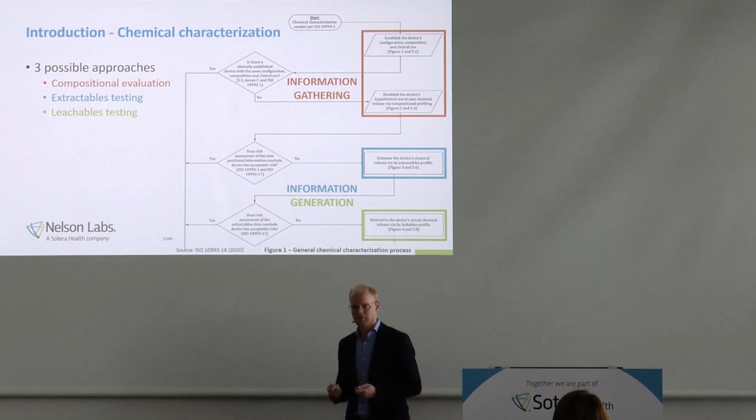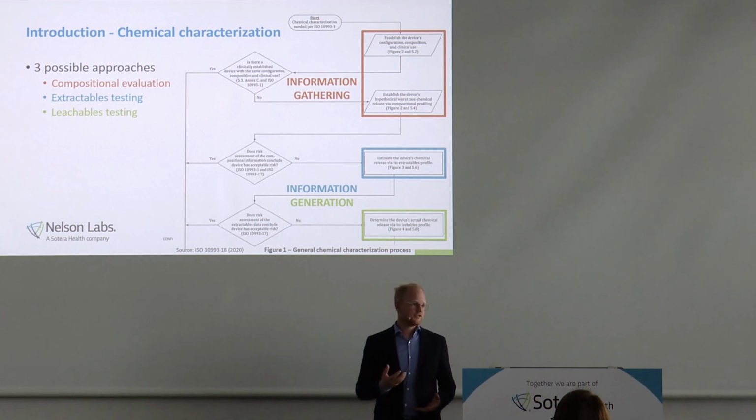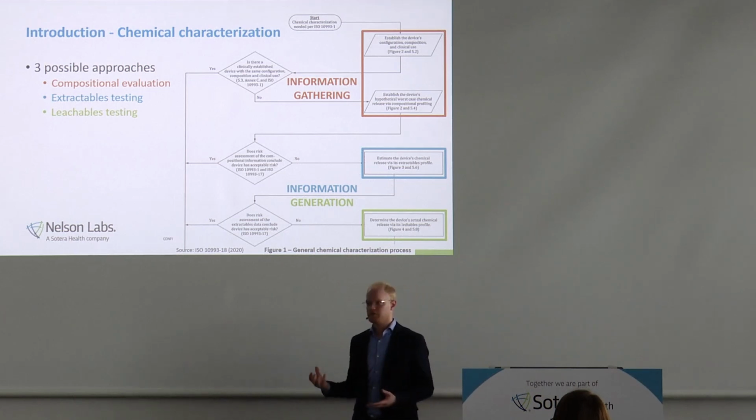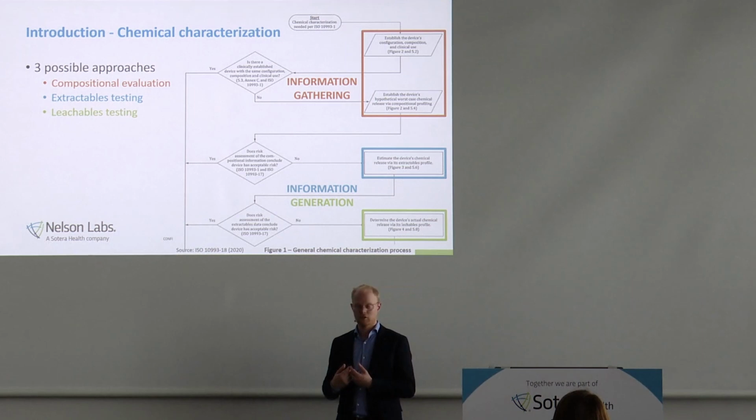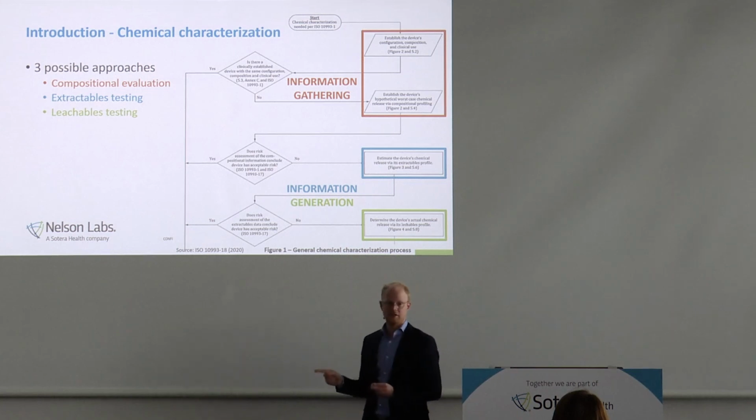You really need to think about what is our device, how are we making it. You can write it up in a document. That's the first step in assessing the risk of the chemical safety of your device. Only after you've done such an assessment, it can be that there is a conclusion, you have to do some chemical testing. But don't forget that first part in gathering information.